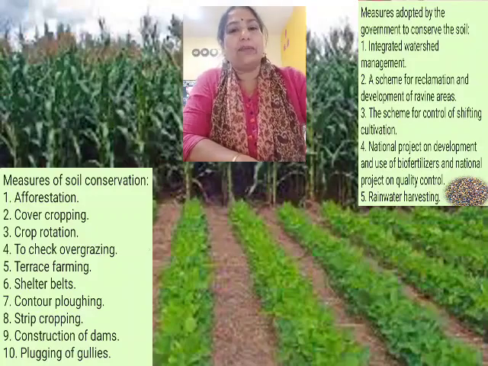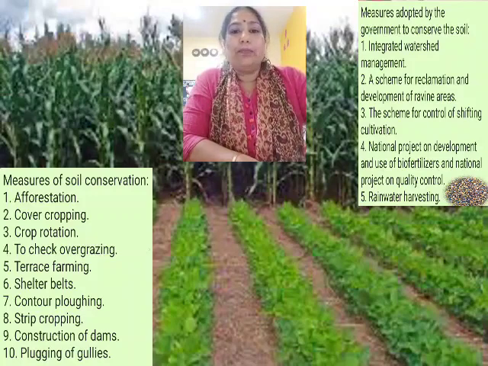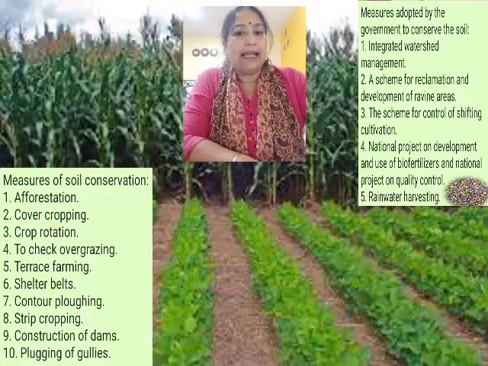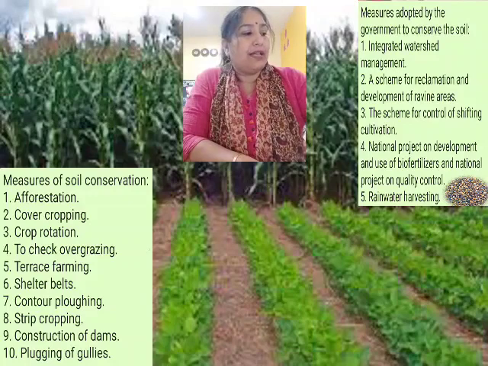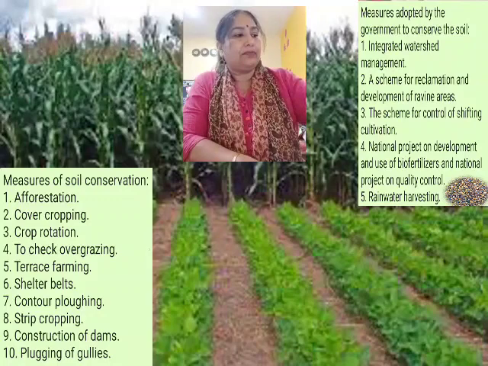Another question which can be asked is, how can you check soil erosion by wind? In this case, the points you will write are, point number 1, afforestation. Point number 2, cover cropping. Point number 3, crop rotation. Point number 6, shelter beds. Point number 8, strip cropping. And point number 4, to check overgrazing.